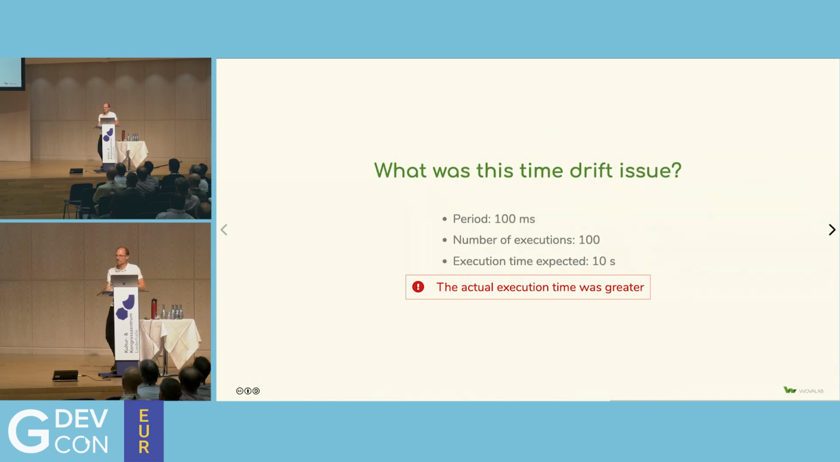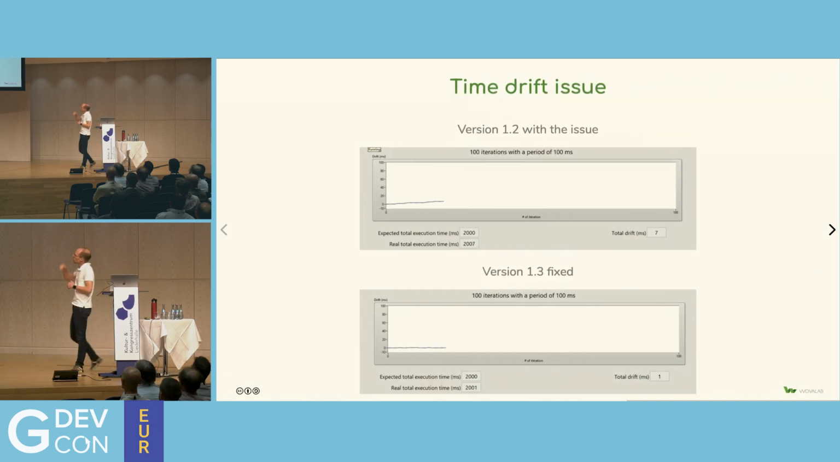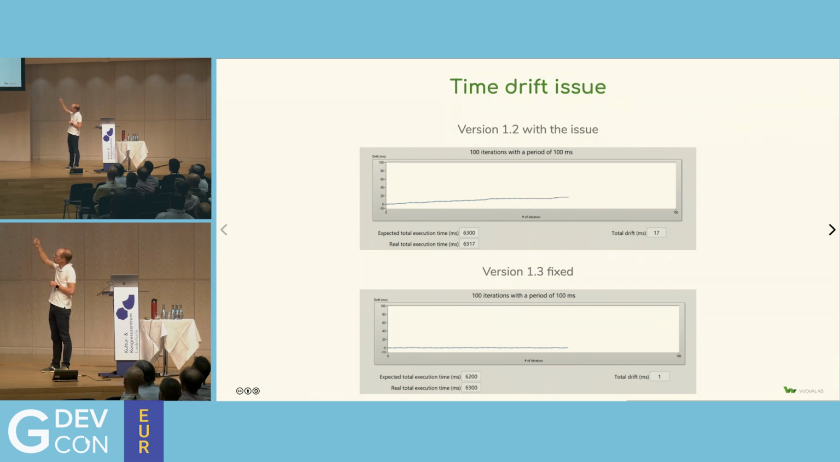The time was greater. On the top graph, I plot the difference between the expected time and the real execution time. And you can see with version 1.2 that we have a drift after 10 seconds of 30 milliseconds. We fixed the bug. And with version 1.3, we keep the drift really close to 0.